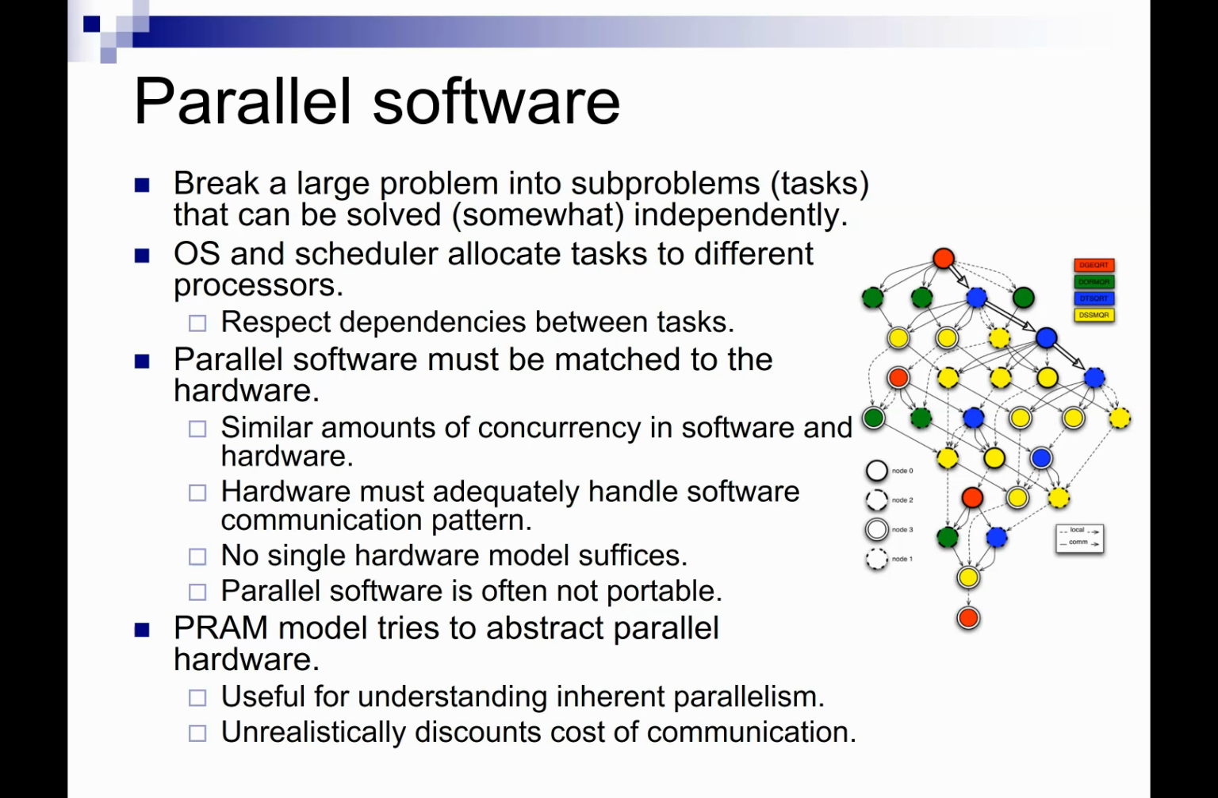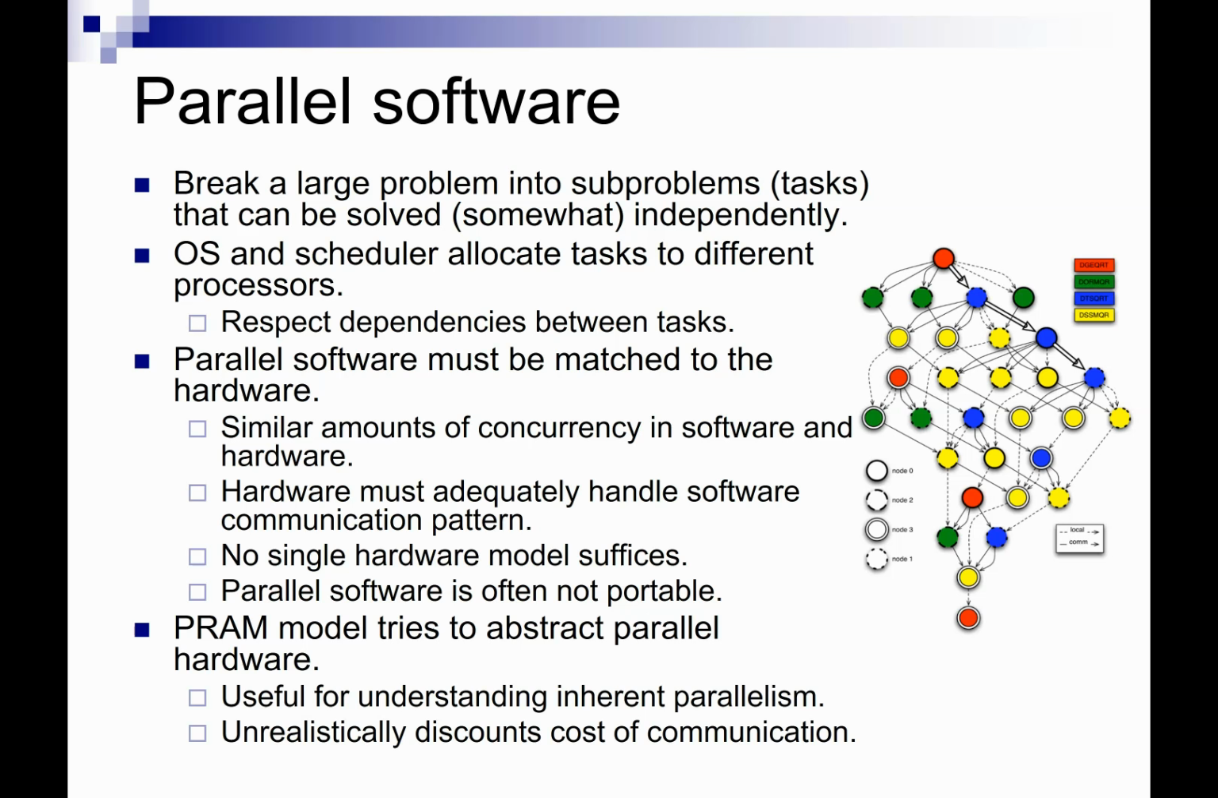To overcome this problem of lack of portability, people have tried to build different conceptual abstract models for parallel computation, in order to have a model which is general enough so that your parallel software can become more portable. One such model is called the PRAM model. We'll talk more about the PRAM model towards the end of the course. Basically, the PRAM model tries to build an abstract model for parallel computations. And it's successful in some ways.